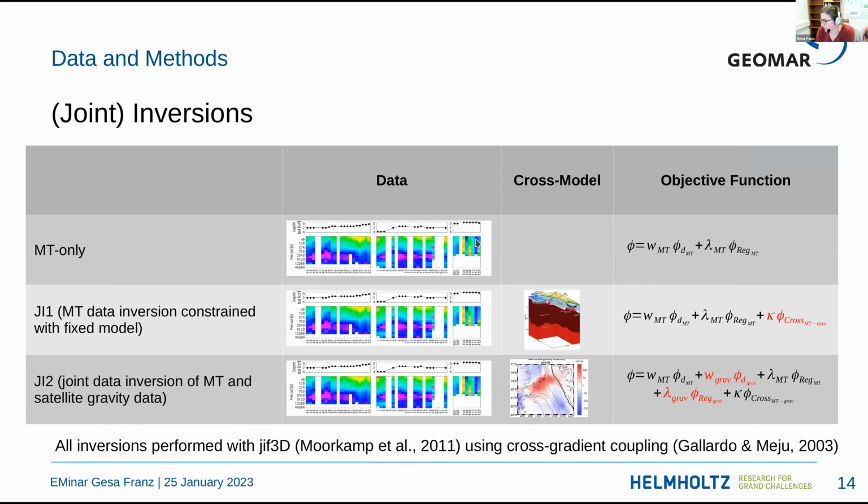And the last inversion that we performed was an actual joint inversion of the satellite gravity data and the MT data. So there the objective function also includes terms for the gravity data and density model regularization, basically.